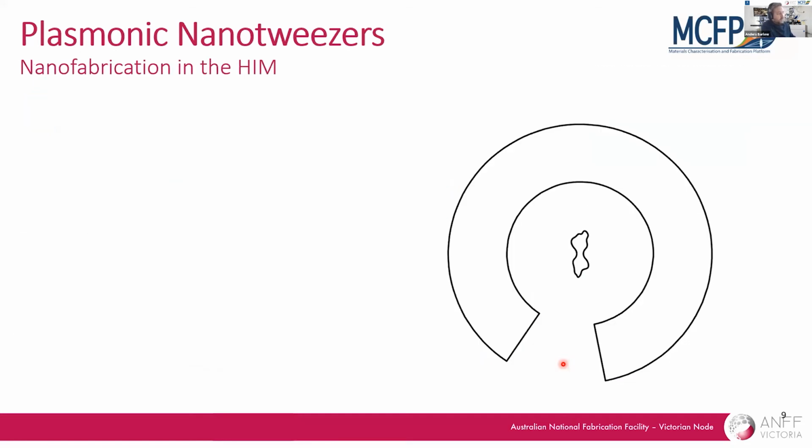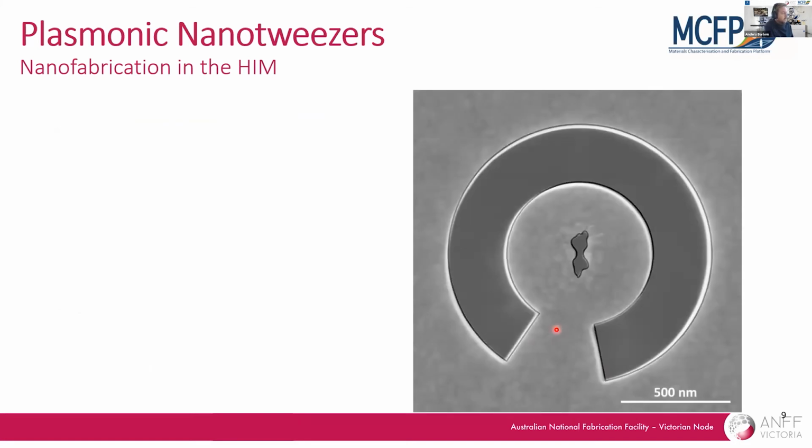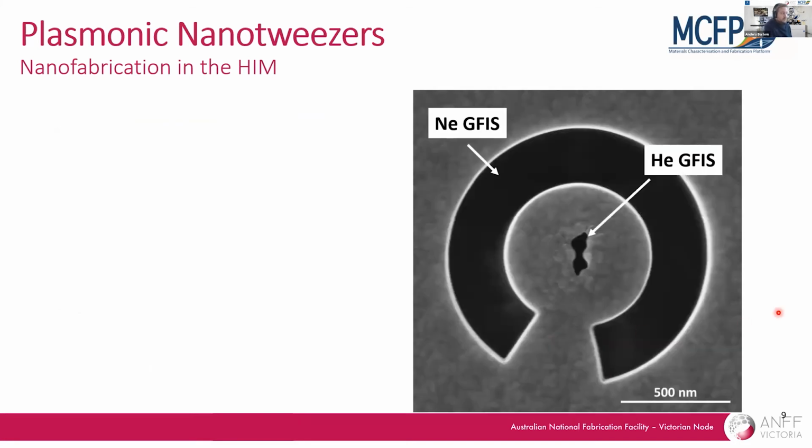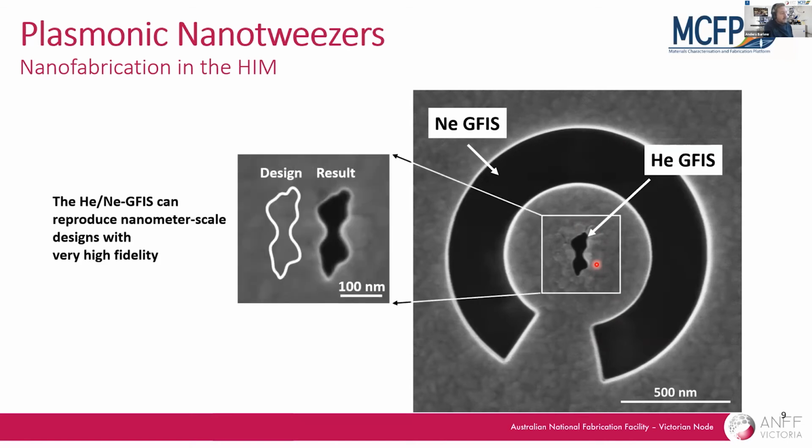And this is an example of one of the plasmonic devices here. So this is the pattern to be created with a 30 nanometer gap in the middle. And this is what the helium ion microscope was able to achieve, using our neon beam to do the coupling ring on the outside and the helium beam in the middle to fabricate that structure. And you can compare the design and the results side by side to see that the fidelity of that reproduction is outstanding compared to the gallium FIB, for example.